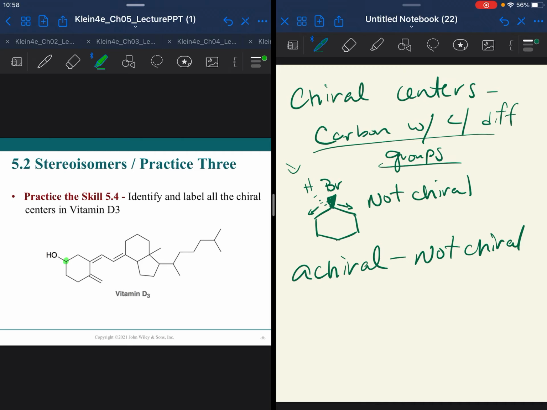But in the next bicyclic piece of the structure, we have 1, 2, 3. All 3 of those, if you look, have 4 different connections, either to H's or methyls or different pathways around asymmetrical rings. Then we also have this one here. And that's it. The branch on the end, right, these are both methyl groups here, so that one doesn't work. So in the end, we have 1, 2, 3, 4, 5 chiral centers.